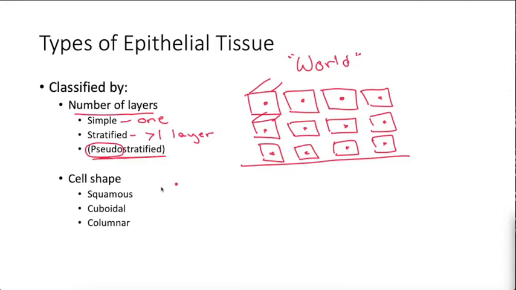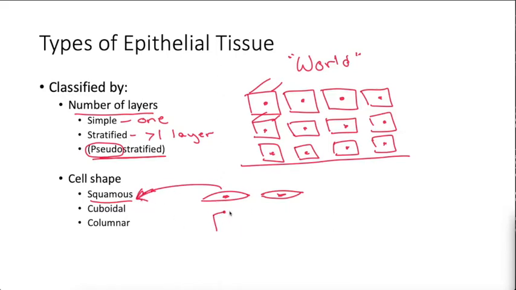The other way that you can classify epithelial tissue is by the shape of the cells. Squamous cells are flat. In fact, that word squamous just simply means flat. A squamous cell would be like this, kind of flat. I'm sticking a nucleus in each one. Compare that with a cuboidal cell. So here's our squamous cell.